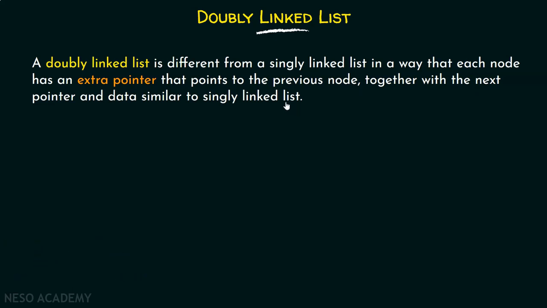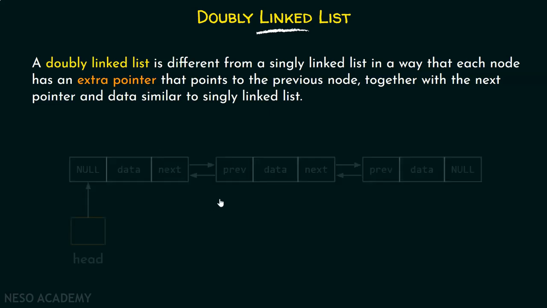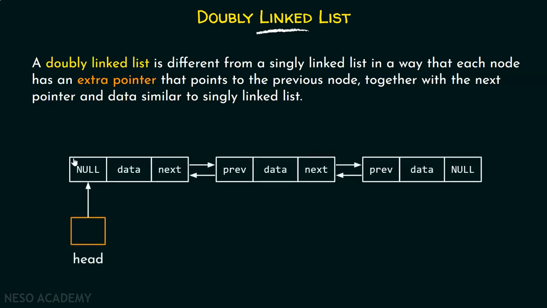So the difference between a doubly linked list and a singly linked list is that in case of doubly linked list, each node has an extra pointer that points to the previous node. So this is an example which shows a doubly linked list. And here is one such node of doubly linked list which has a previous part as well as the next part. Okay. So next pointer points to the next node of the list and prev pointer points to the previous node of the list. Okay. So this is the difference we got in case of doubly linked list.